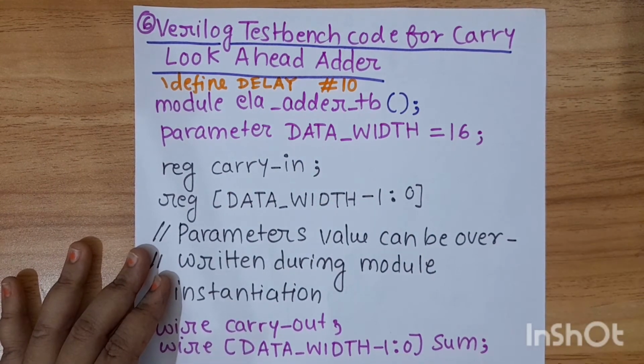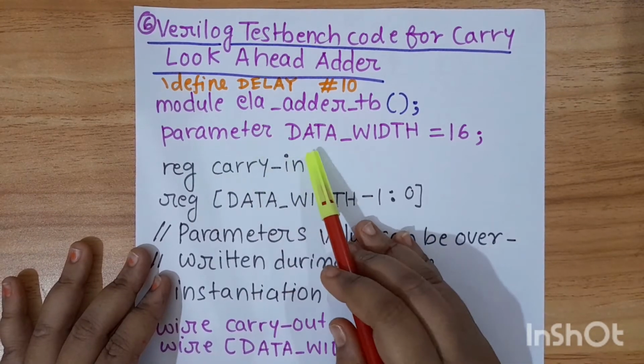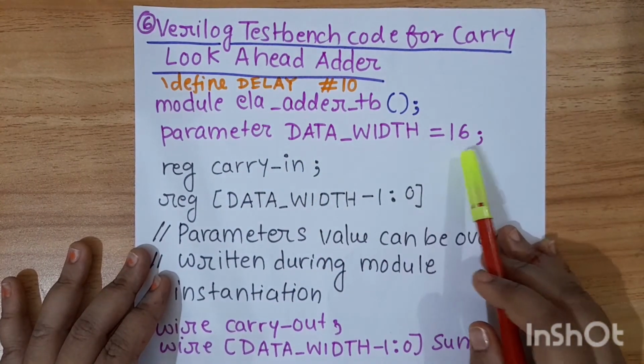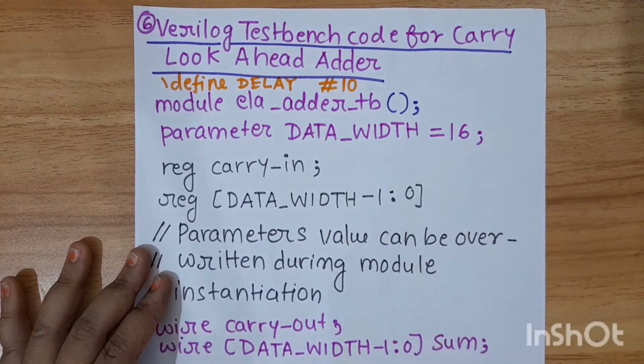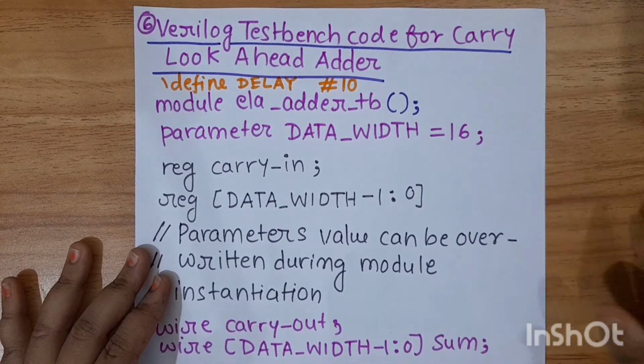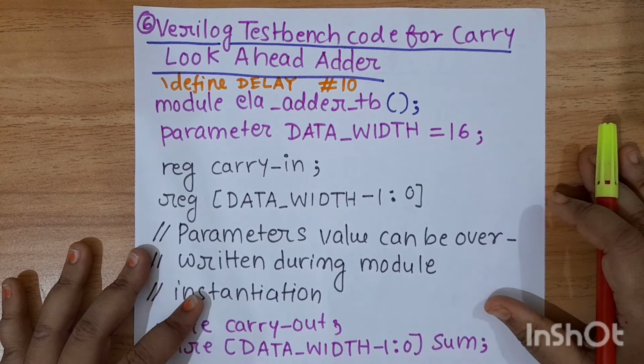Inside the module, parameter data_width = 16;. So here the data width is 16. It would override the 32-bit data width in the RTL code. So we can override the parameter from the test bench.